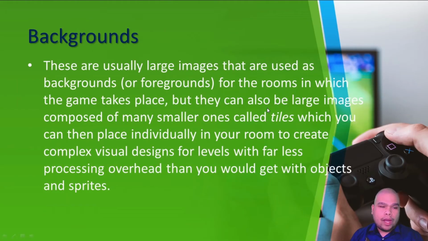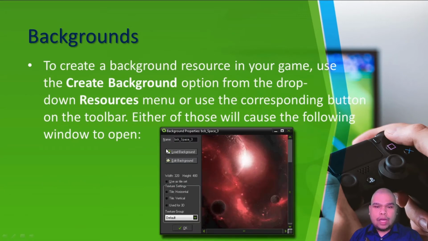After the audio, you have your backgrounds. These are usually large images that are used as backgrounds or foregrounds for the room in which the game takes place. But they can also be a large image composed of smaller ones called tiles, which you can then place individually on the room to create a complex visual image for levels with far less processing overhead than you would get with objects and sprites. To create a background resource in your game, use the create background option from the drop-down resources menu, or you can use the corresponding button on the toolbar. Either of those will cause the following window to open.